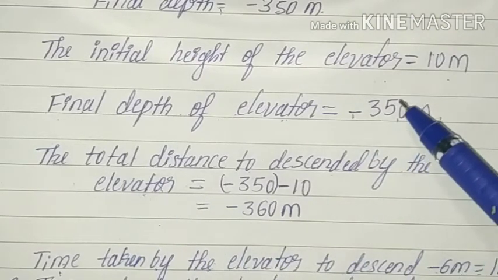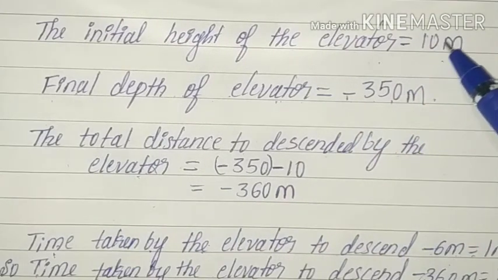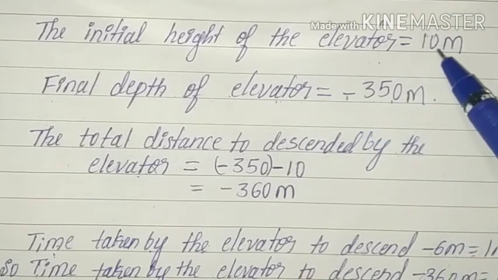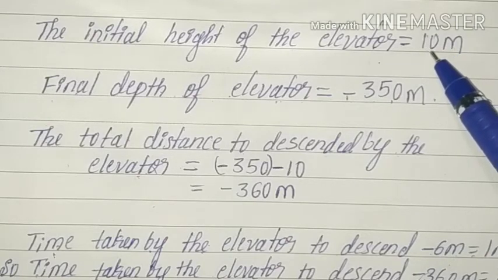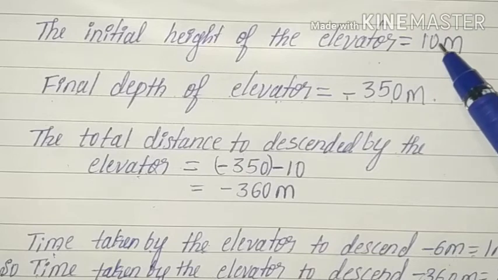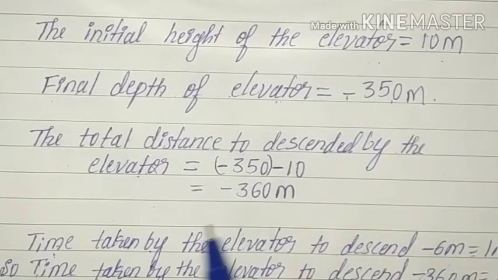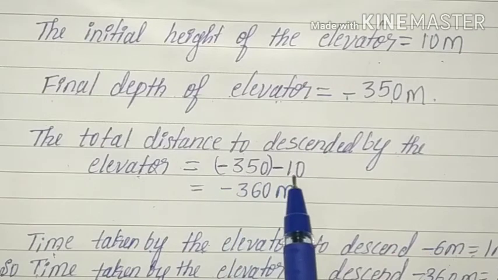Next, the total distance descended by the elevator. We have to subtract this 10 meters from minus 350 meters, because 10 meters is above the ground, right? So we have to subtract this 10 from minus 350. That's why minus 350 minus 10 is minus 360 meters.